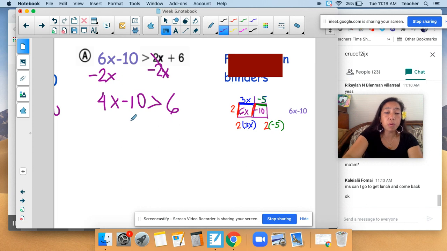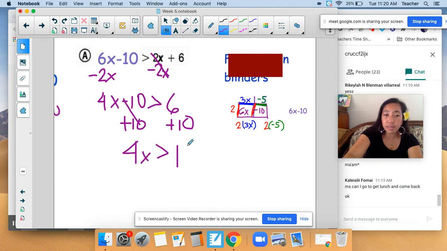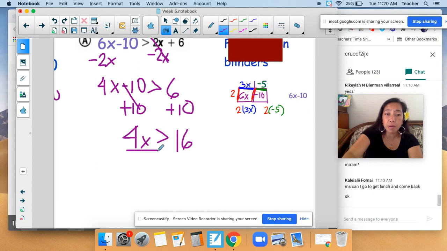And then what would we do next? Let's do the inverse operation of this minus 10. And the inverse operation of minus 10 is plus 10. So plus 10 on that side of the inequality and plus 10 on that side. That leaves us with 4x, because 4x minus 10 plus 10 is 0. So 4x is going to end up being greater than 16. So again, isolate your x, divide by 4, and we end up with x is greater than a positive 4.